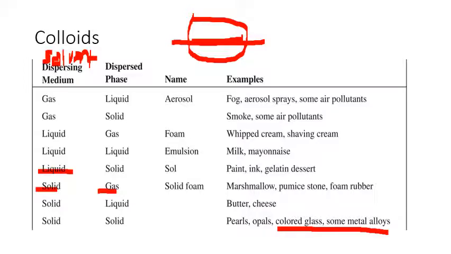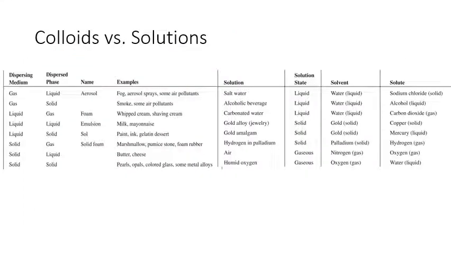So just like with solutions, colloids can be any type of solvent state, solid, liquid, or gas, dispersed into any other solid, liquid, or gas state. You can see here examples of colloids and solutions, with similar behaviors for both. Colloids and solutions are very, very similar to each other in terms of properties. The only difference is that solutions do not scatter light, colloids do. So that's the key difference between those. Otherwise, they're very, very similar.